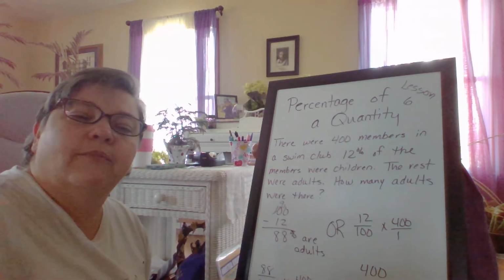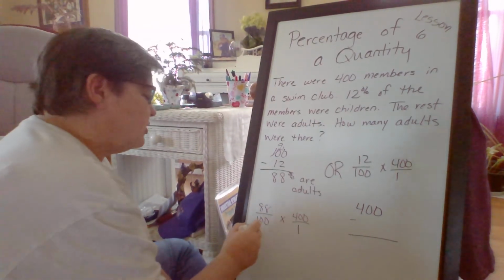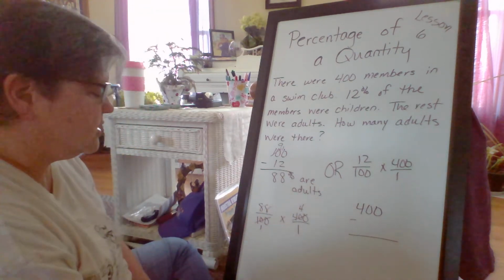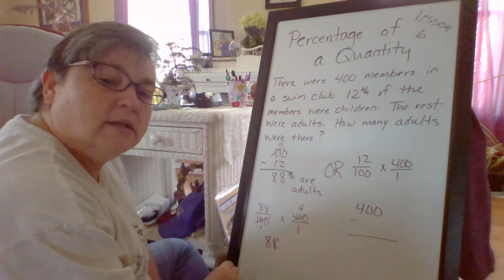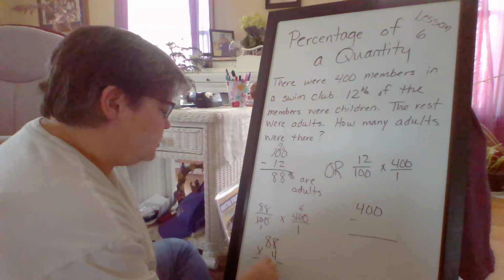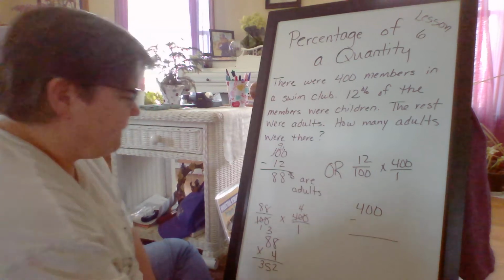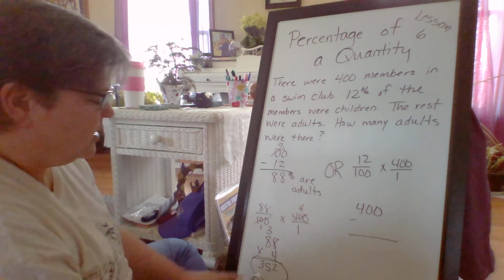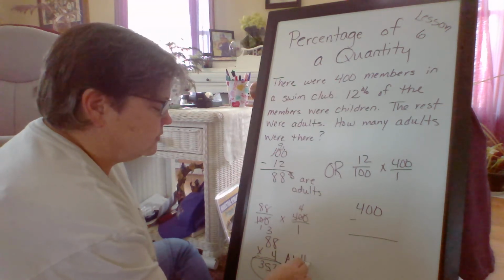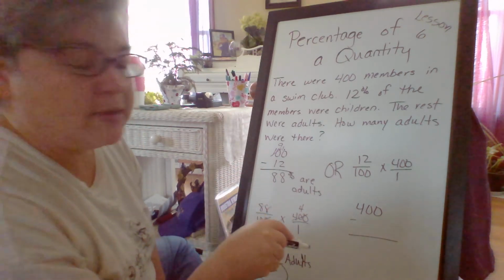First, we're going to say 88% of 400, and I'm going to reduce here. 100 goes into 400 4 times, and 88 times 4: 8 times 4 is 32, 32, 33, 34, 35. So on this side, there are 352 adults.